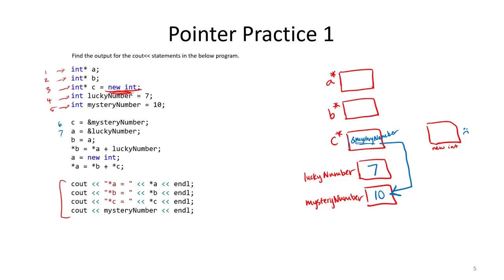So now you see my variable C has been updated to hold mystery number, and I've drawn an arrow to help myself keep track of the fact that my pointer C is now pointing at mystery number. On line 7, our next line, we have A equals ampersand lucky number. What this is saying is that pointer A is going to be pointing at the memory address of lucky number, or A is holding the memory address of lucky number. So that means this pointer A is now pointing at lucky number.